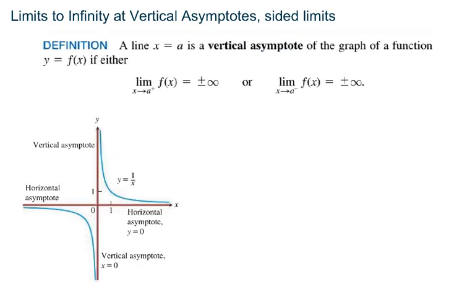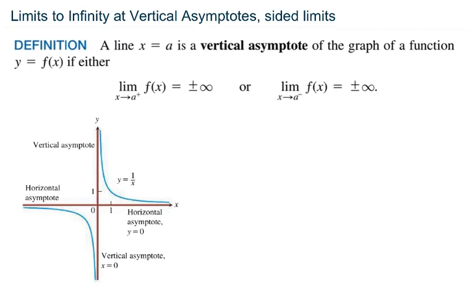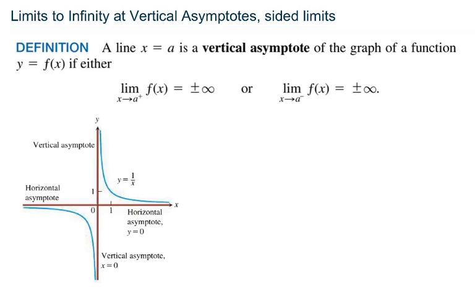So our definition here says that if we have a line, x equals a, representing a vertical asymptote, all right? So we have a vertical asymptote at a. If we look at x approaching a from either the right or from the left, we know that the function is either going to go to positive or negative infinity. In this case, our function is y equals 1 over x.